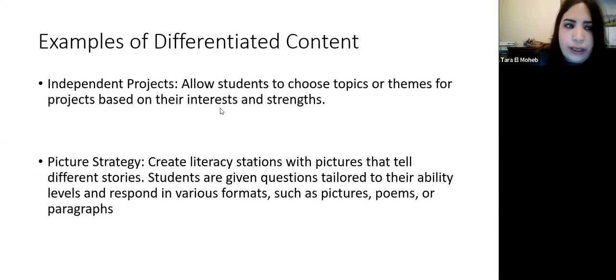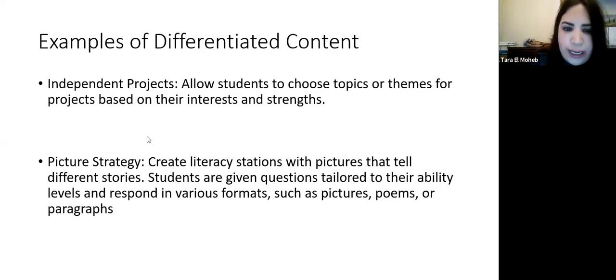Examples of differentiated content. Independent projects allow students to choose topics or themes based on their interests and strengths. Let them choose. For example, don't give them a lot of topics to choose from. Give the students three topics or three themes and let them make a project. This is for kinesthetic learners, with their visual side, and with what they are doing in hands-on activities.